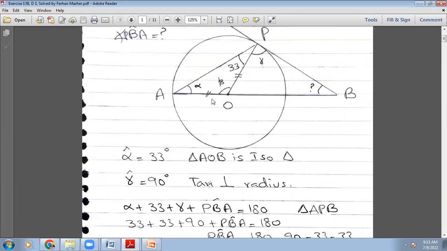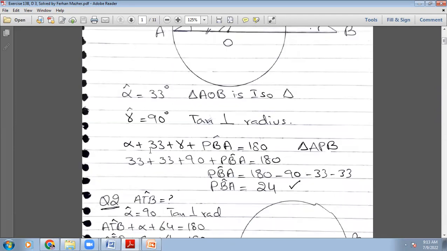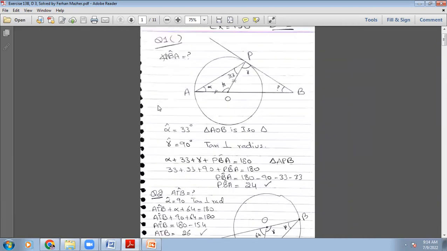I have taken this whole triangle APB. This angle is 33, this is 33 plus 90, and this is the required angle. So alpha plus 33 plus gamma plus PBA equals 180. So 33 plus 33 plus 90 plus PBA equals 180. So PBA equals 180 minus 90 minus 33 minus 33. So PBA will be 24.